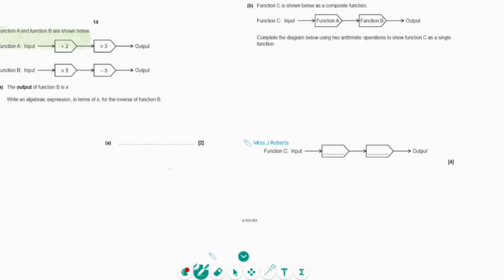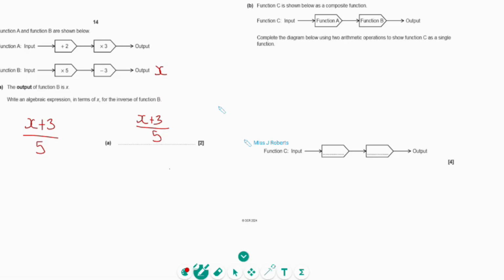Okay, function A and function B are shown below. The output of function B is x. Write an algebraic expression in terms of x for the inverse of function B. So going back the wrong way through a function machine, we need to do reverse operations. Opposite of subtract 3 is plus 3. Opposite of times 5, divide by 5. So x plus 3 all over 5.